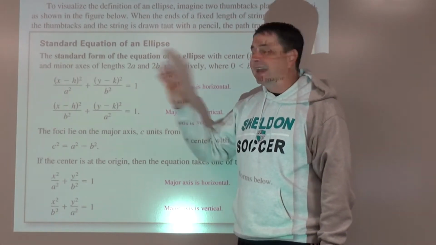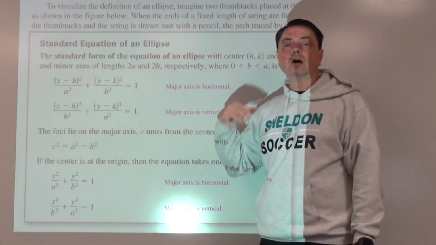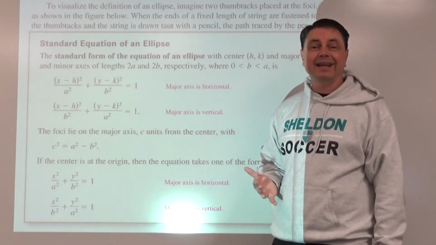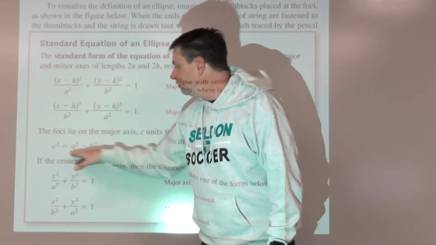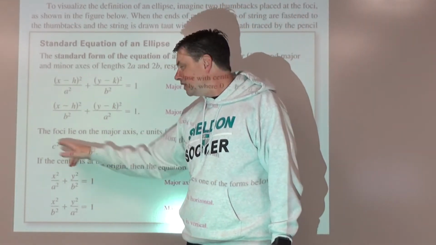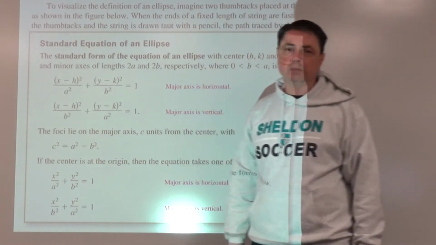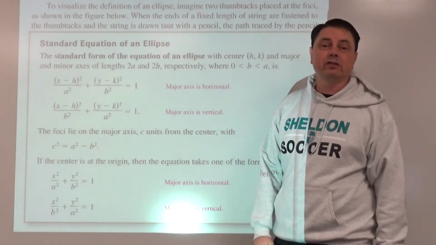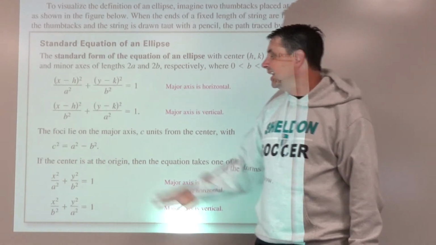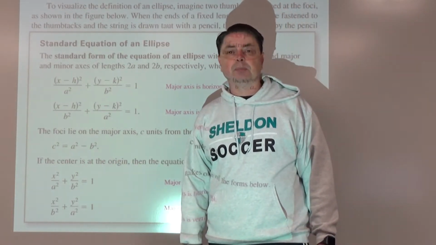And a, b, and c are connected to each other, they're related to each other by the focus equation, c squared equals a squared minus b squared. And you might think that looks a lot like the Pythagorean theorem. In fact, it comes directly from the Pythagorean theorem.